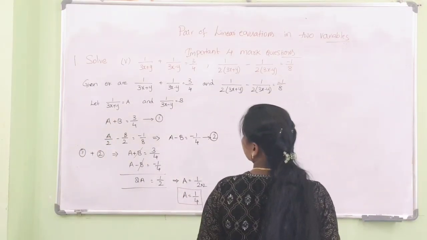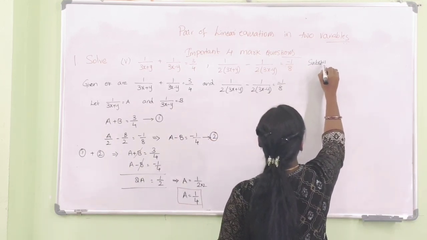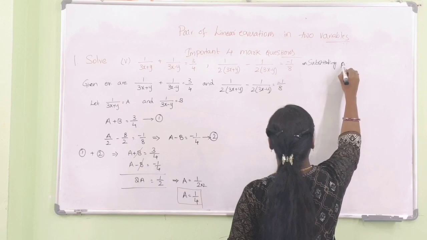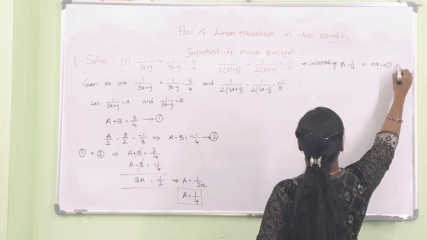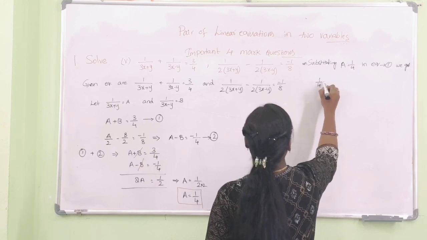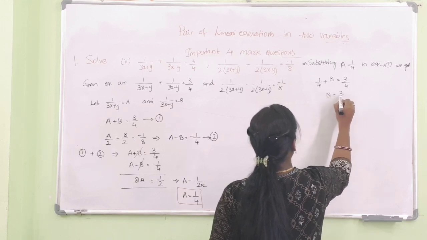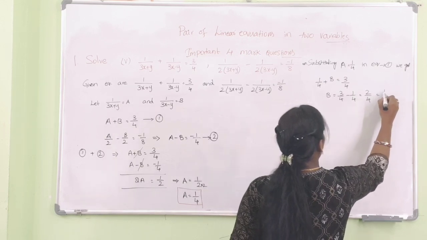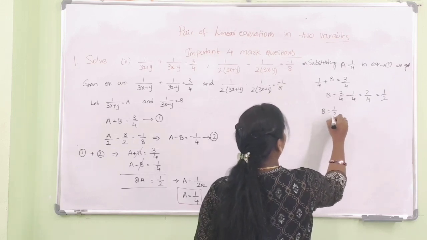Now substitute a is equal to 1 by 4 in either equation 1 or 2. On substituting a is equal to 1 by 4 in equation 1, we get 1 by 4 plus b is equal to 3 by 4. Then we get b is equal to 3 by 4 minus 1 by 4, which is equal to 2 by 4. That is equal to 1 by 2. So we get b value as 1 by 2.